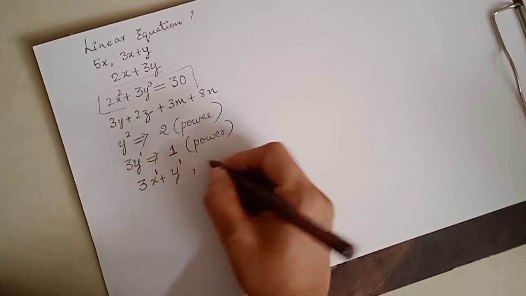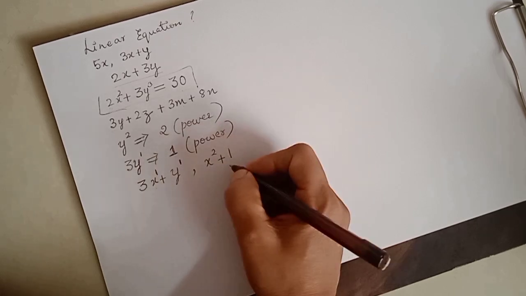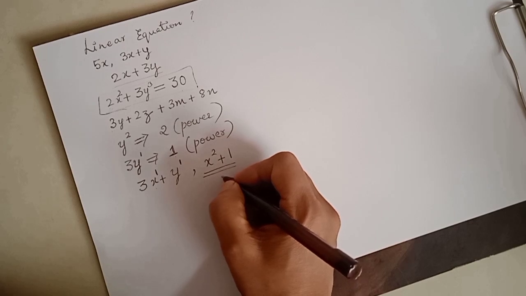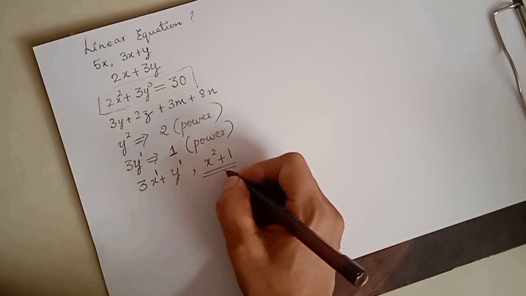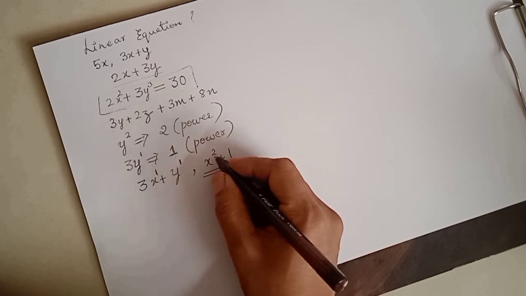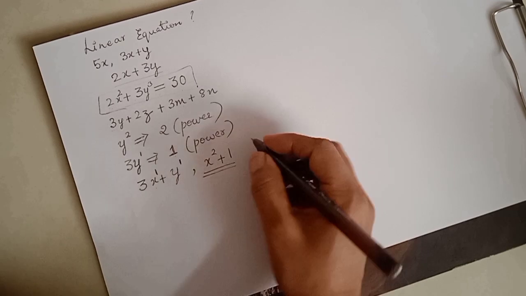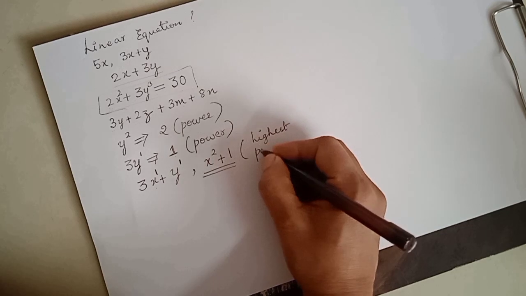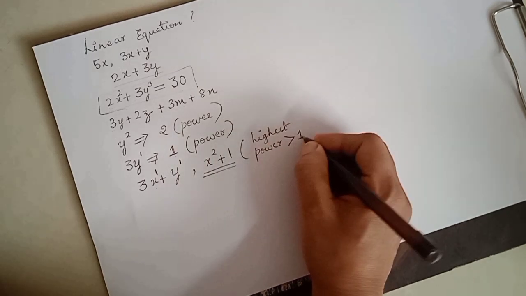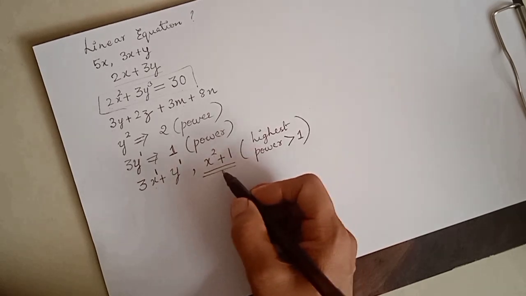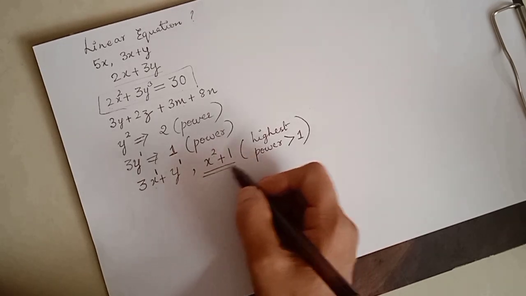Now consider this example, x square plus 1. Is it a linear expression? No, it is not a linear expression, not a linear equation, because the power of x is 2. The highest power in this is what? It is greater than 1. The highest power is greater than 1. So this is not a linear equation, or linear expression.